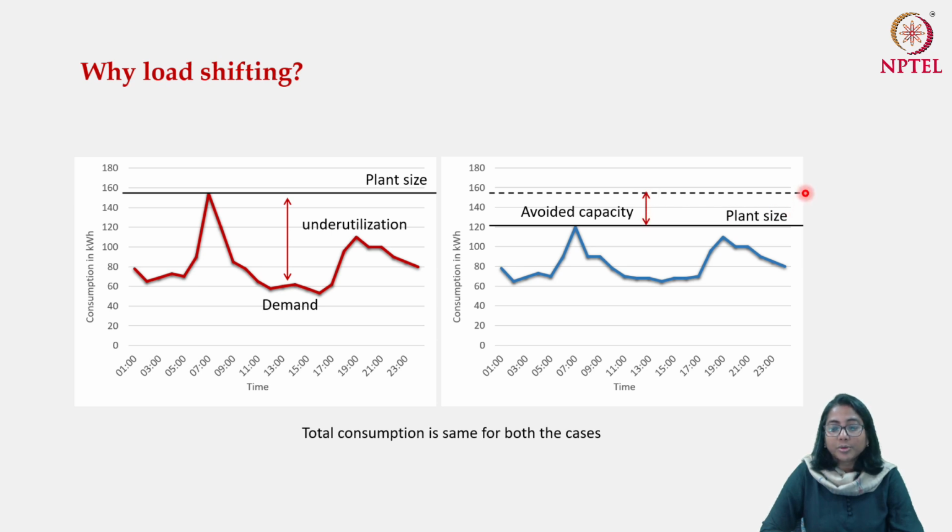So instead of investing in a bigger plant, you can actually invest in a smaller power generation plant, and this difference is going to be huge because setting up a power plant itself is highly cost intensive. There is a second advantage. What is that? There will be a gain in efficiency.